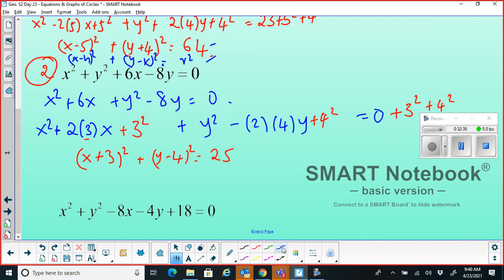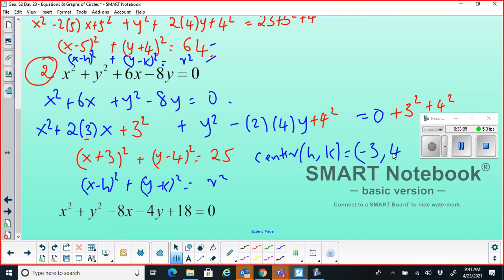So comparing it with your x minus h whole square plus y minus k whole square equals r square, the center, which is our h comma k, is nothing but -3 comma 4, and the radius, that is r, is nothing but the square root of 25, which gives us 5 units. I hope this problem is clear.